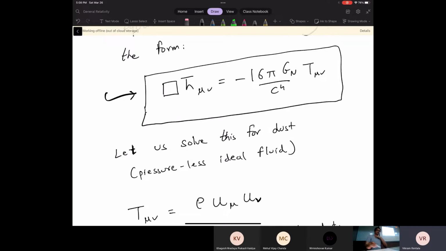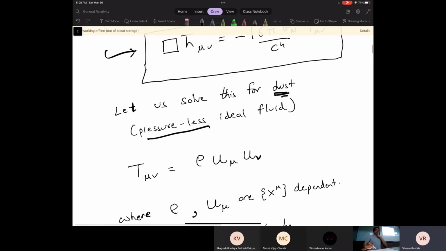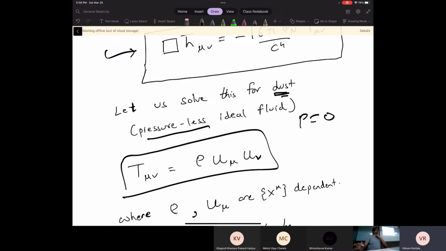And what we're going to do now is we'll solve this for dust. Okay, that is a pressureless ideal fluid. So if I set P to 0 for an ideal fluid, what we get is T mu nu is just this, where U mu and U nu are the velocity 4 vectors of the fluid element, and which can vary from one space-time point to another.